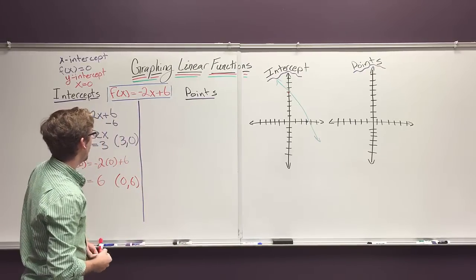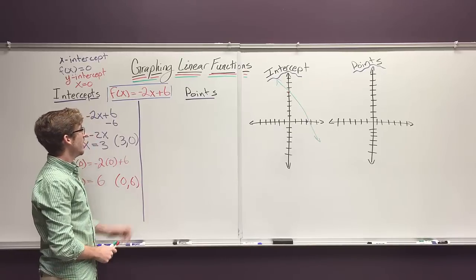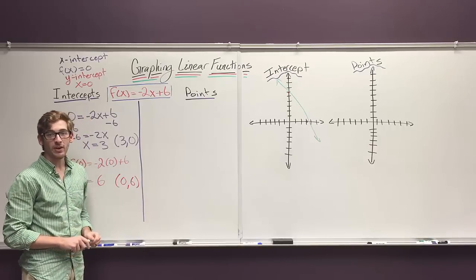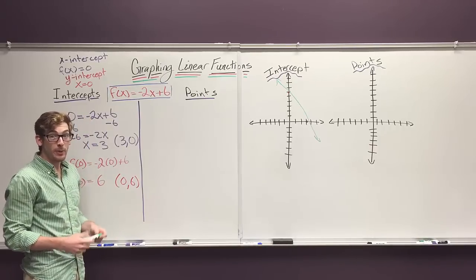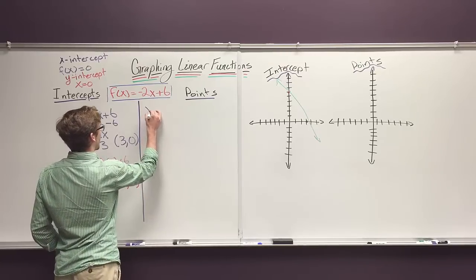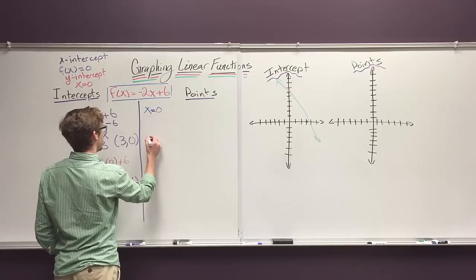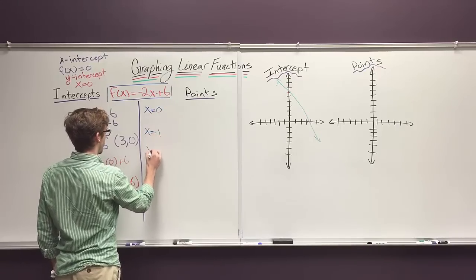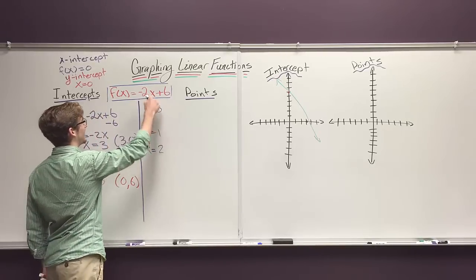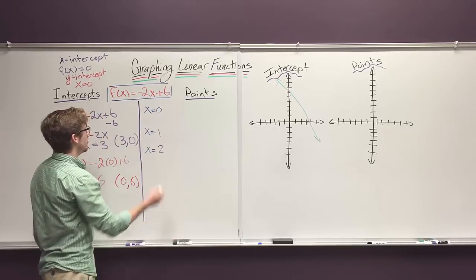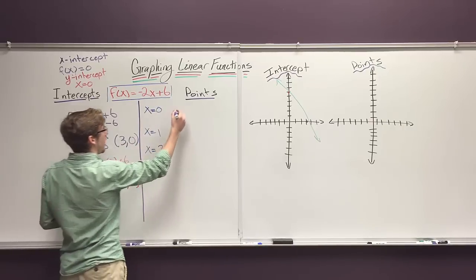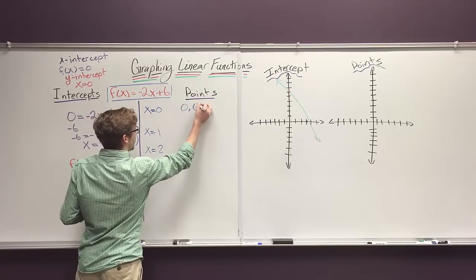Now, how can we get that exact same line if we just use points? Well, sometimes points are easier than finding the x and y intercept if we just pick easy points. For example, I like to choose numbers like x equal to 0, or x equal to 1, or x equal to 2. Those are pretty easy points. We can just plug x in and get a value out. So when we plug 0 into this, well, we already did that, so I'm not going to do that one again.